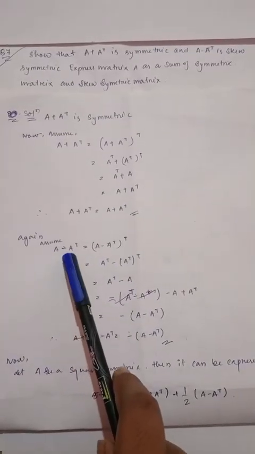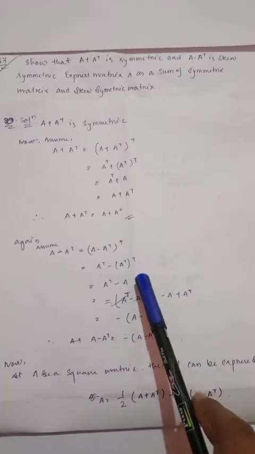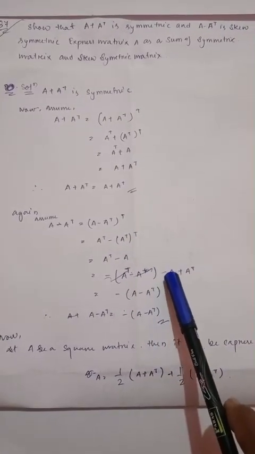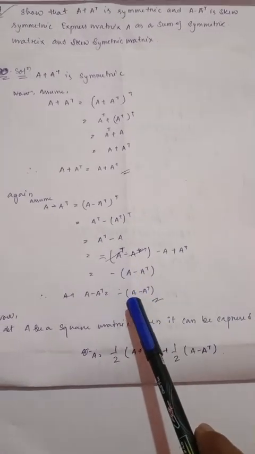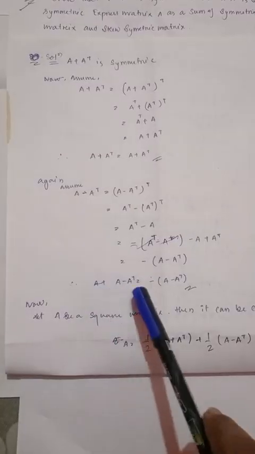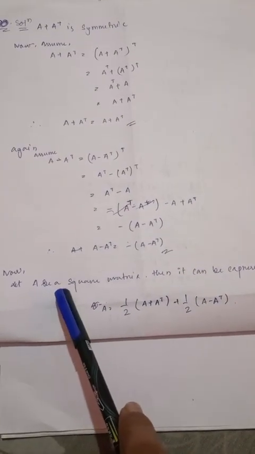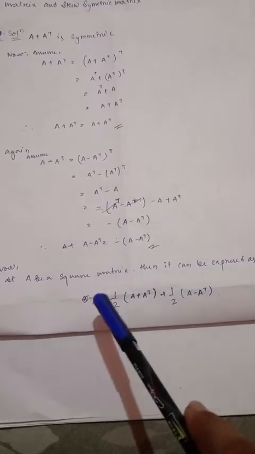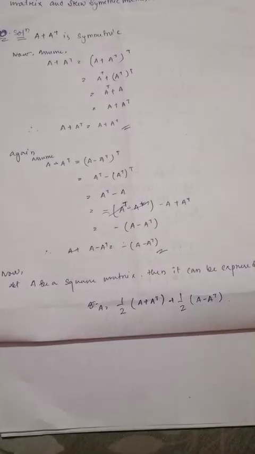For skew symmetric, A minus A transpose whole transpose is considered. By applying the property we get minus A minus A transpose, which ultimately results in this, which is the condition for a skew symmetric matrix. And if we have to write A in the form of symmetric and skew symmetric matrices, then we can write A as half of the symmetric part plus half of the skew symmetric part.